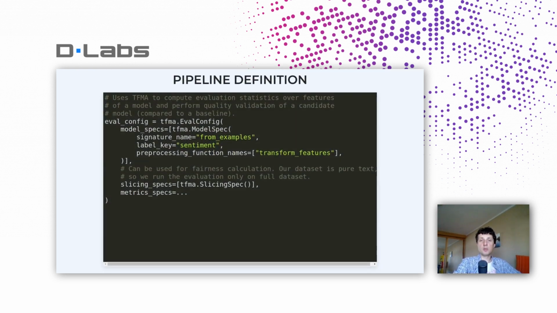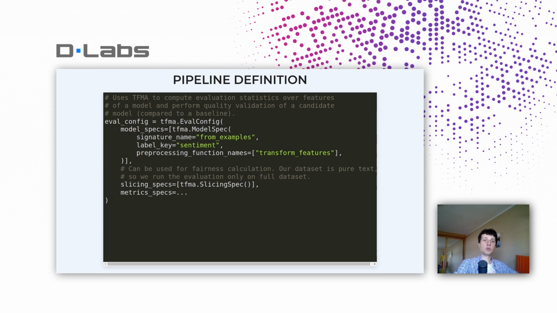And now we will be proceeding to configure the evaluation of the model, and we will be using the evaluator component to which we need to provide configuration. And this configuration consists of a few parts. The first part is the definition of the model, how it should work, which signature to use, what is the key of the label in the data set, and so on.